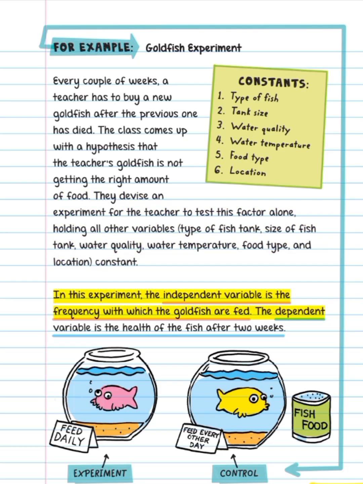In this experiment, the independent variable is the frequency with which the goldfish are fed. The dependent variable is the health of the fish after 2 weeks.